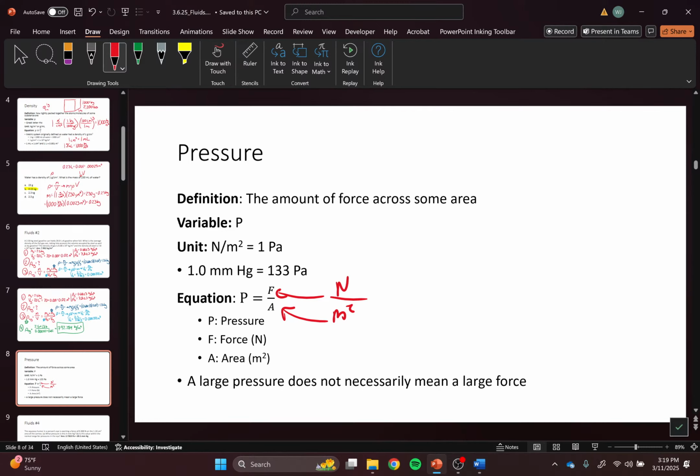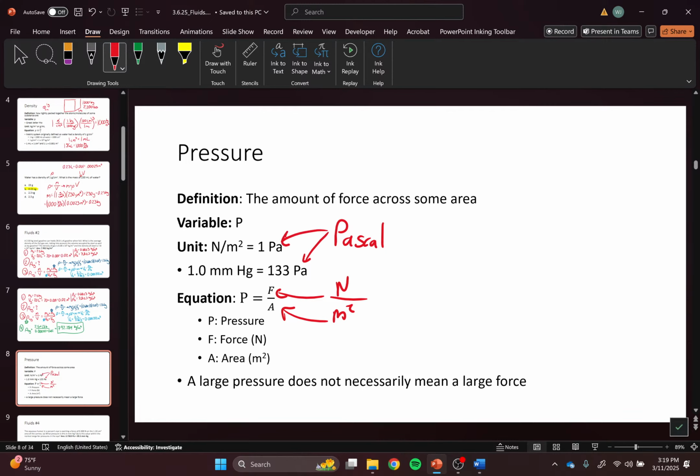Why is it called Pascal? It's named after a guy named Pascal. So PA stands for Pascal. I kind of took that for granted that people might know what that meant. Could have done a better job there. Pascal is what that PA stands for.